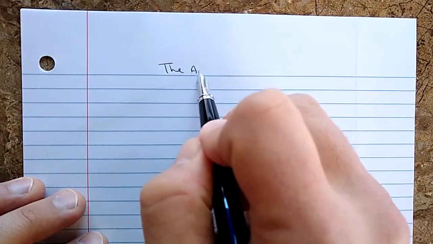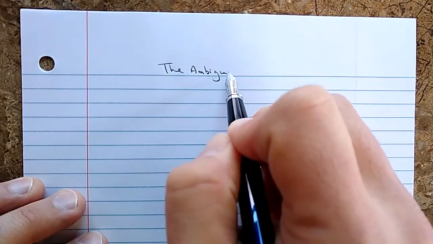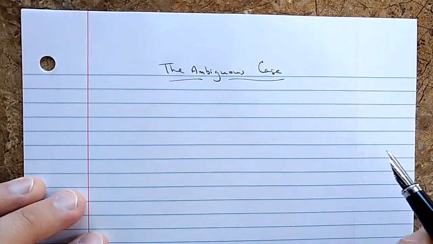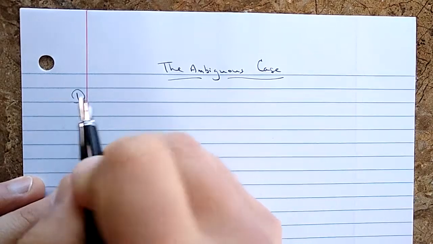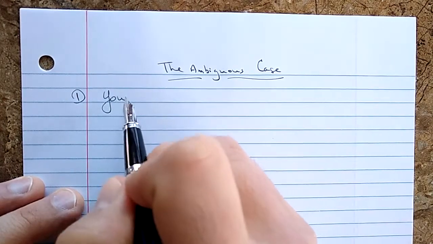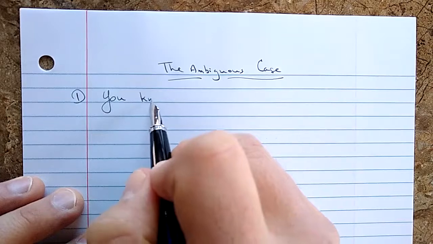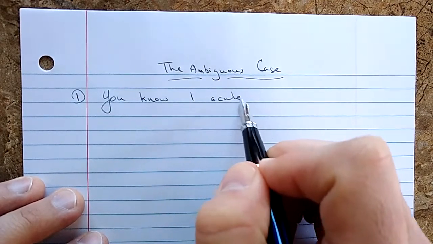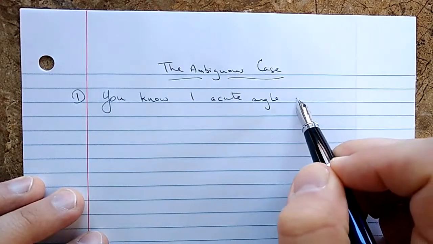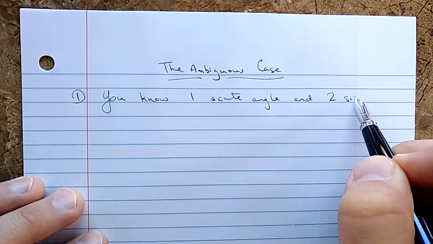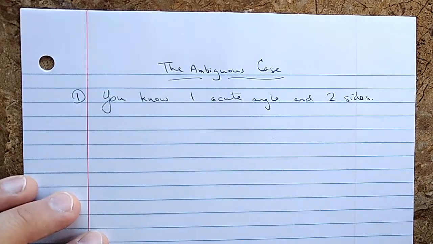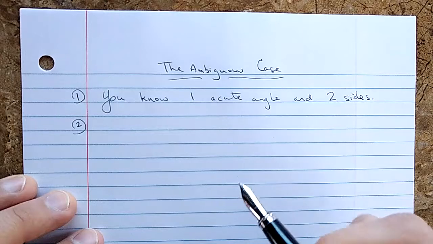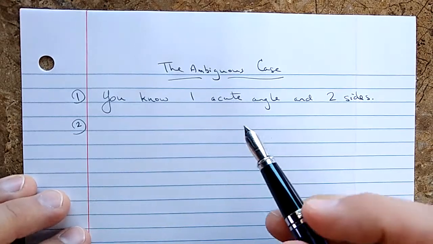So the ambiguous case has essentially two rules that we have to look at. The first rule is you have to know one acute angle and two sides. And because we're using a sine law case, one of those sides has to be across from, or opposite from, that acute angle.